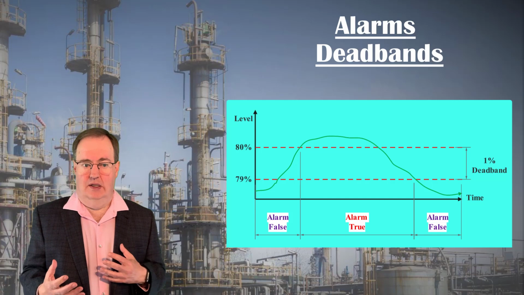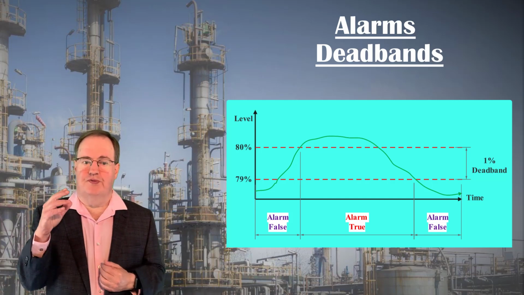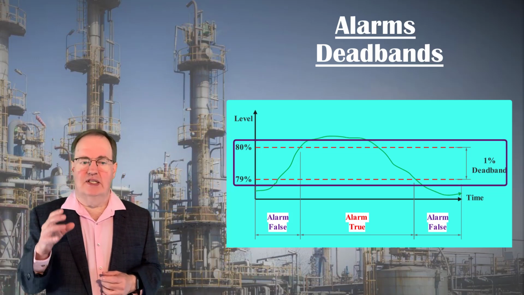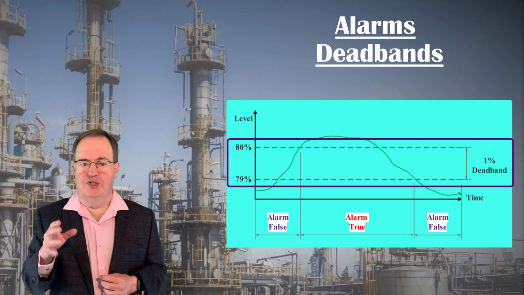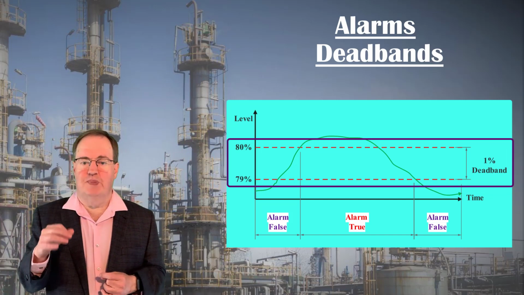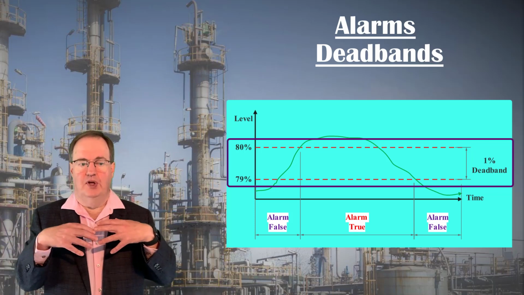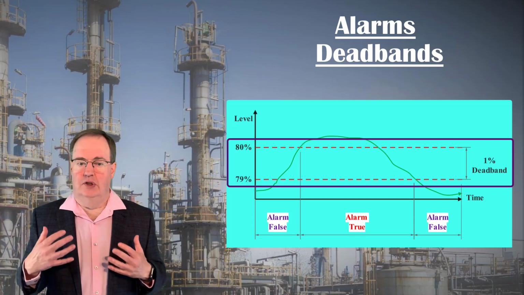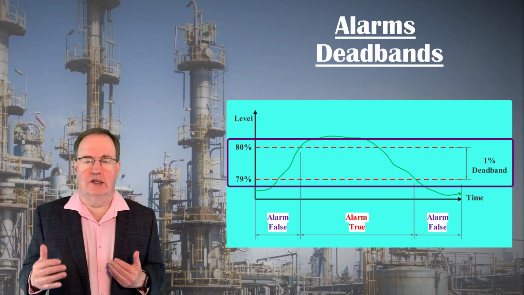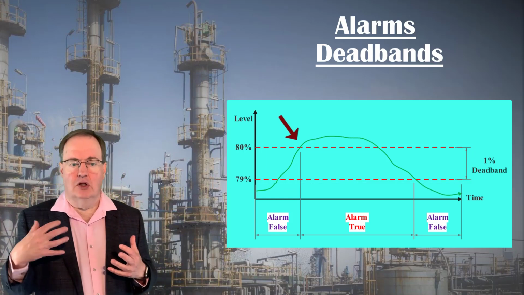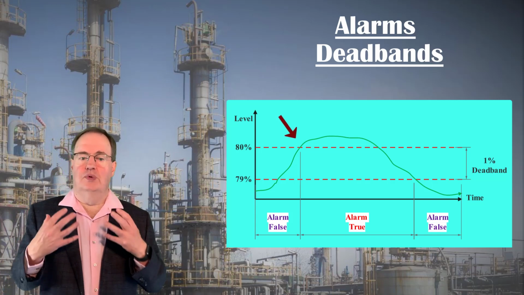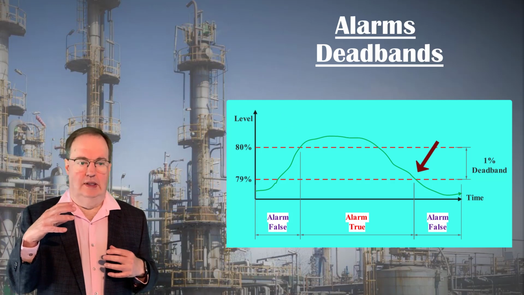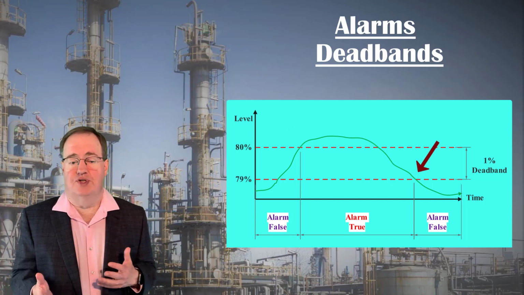Alarms always have a deadband. If an alarm switches from false to true as the value exceeds its trigger point, the deadband is the difference, measured generally in percent of full scale, that the value must be less than its trigger point before the alarm switches from true back to false. So if a high level alarm on a tank is set to 80% with a deadband of 1%, the alarm status will become true when the level reaches or exceeds 80% and will switch back to false when the level is less than or equal to 79%.